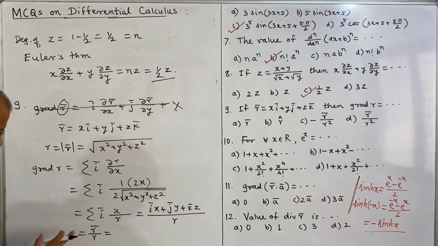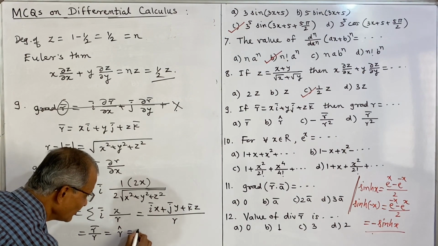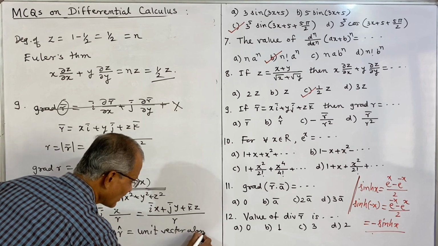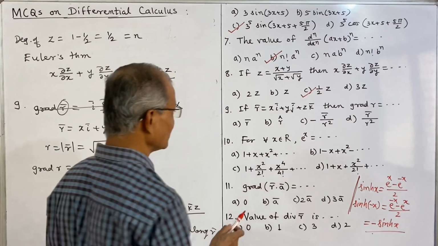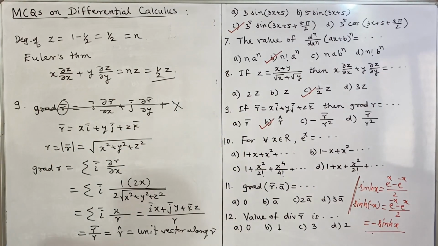A vector divided by its magnitude gives the unit vector along the same vector, and that unit vector is denoted by r cap, the unit vector along r bar. And thus the correct alternative for this one is r cap. R cap is the unit vector.